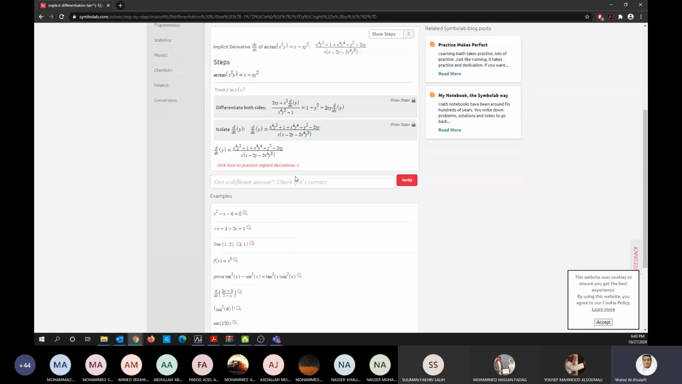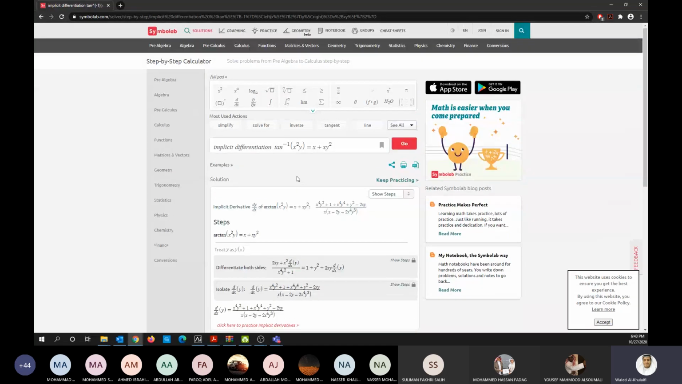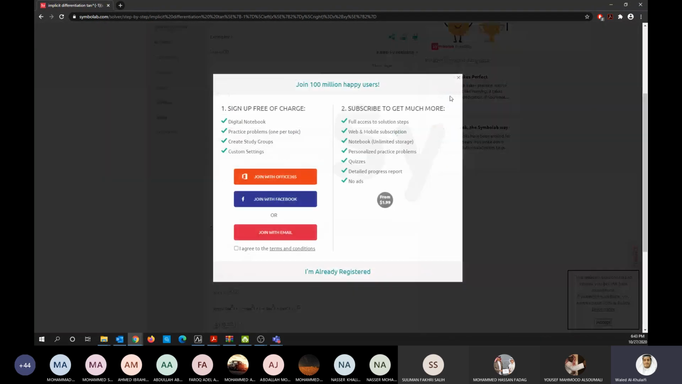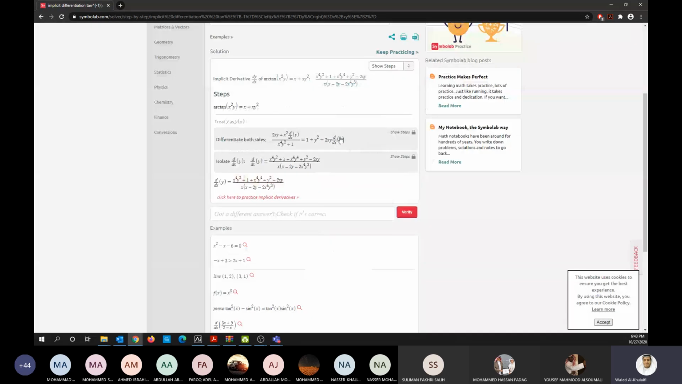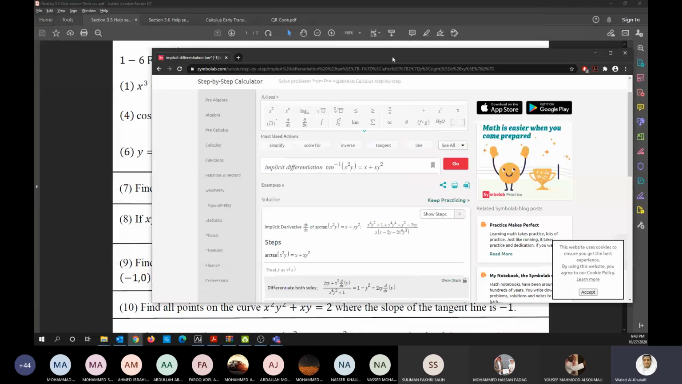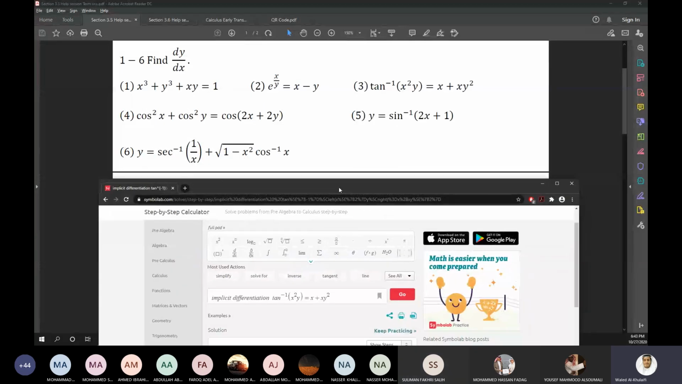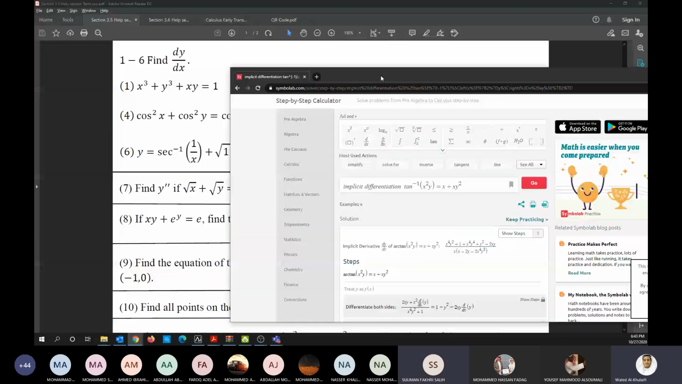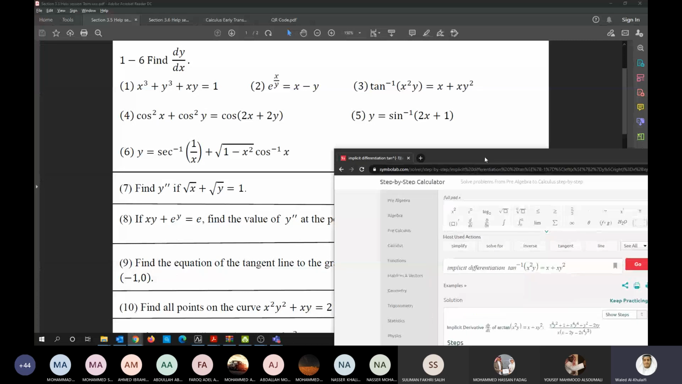Okay, and it gives you steps, but I think you need to pay. I think the mobile version, you have to pay if you want more steps. But this one also needs you to pay if you want to see the steps. But at least you need to know the final result. Okay, guys? So it's a good thing if you want to check your answer by hand when you solve one of these, from 1 to number 6. You can do implicit differentiation and do it this way here. Okay. Fine. Any question?